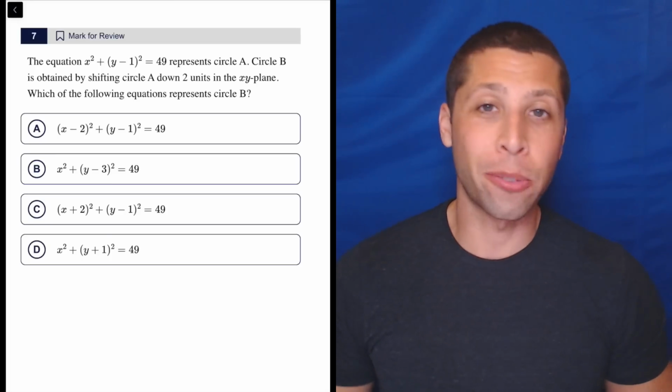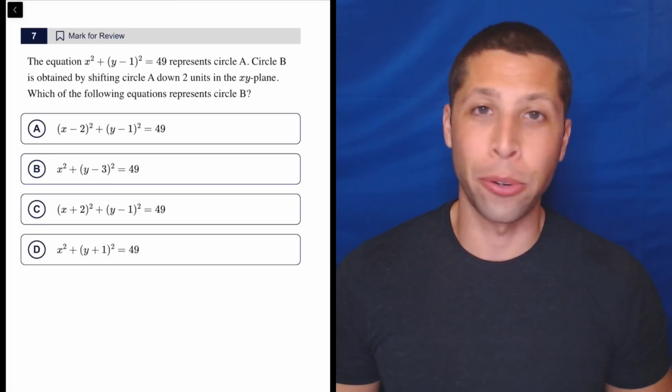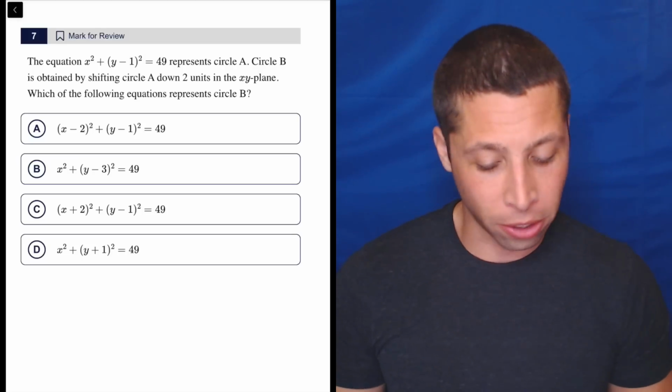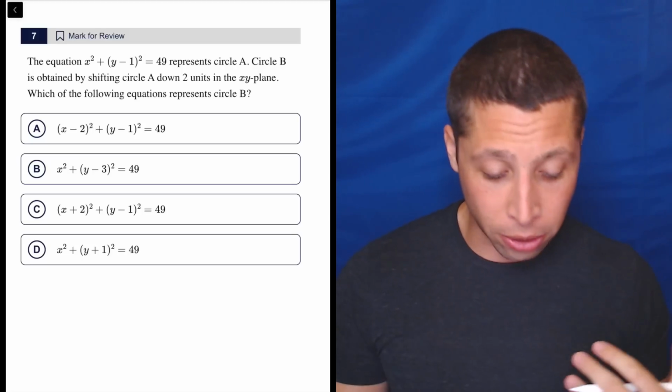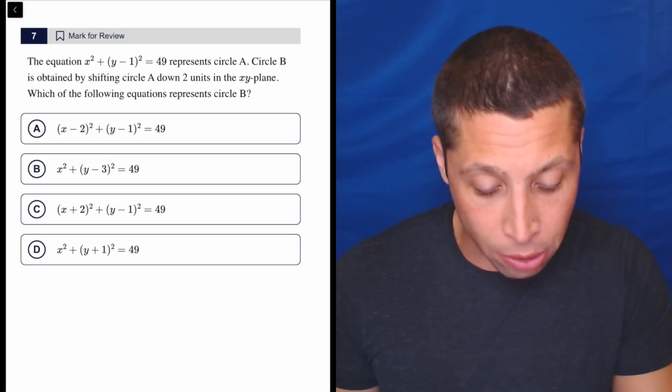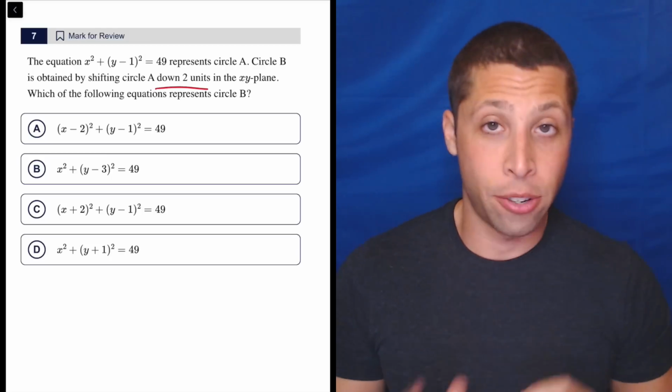Some of you are going to get this wrong because you just can't get it through your head that you are worse at math than you think you are. So let's take a look at this question. The circle has this equation, great. That's circle A. Circle B is obtained by shifting circle A down 2 units in the XY plane. So not that hard. 2 units down.